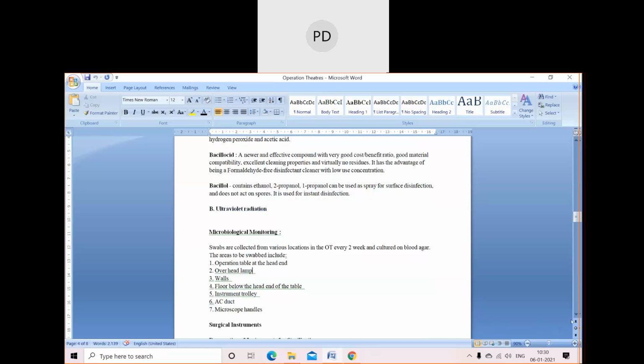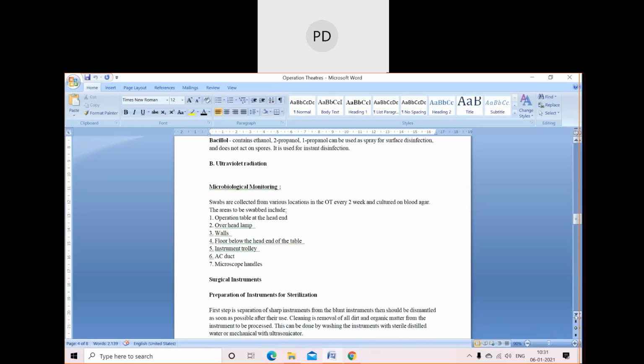And for microbiological monitoring, as we said, we use either plates or swabs to understand if there is any microbial growth in that particular area of the OT. Swabs are collected from various locations in the OT every 2 weeks and cultured on blood agar. What is blood agar? It is an enriched bacterial growth medium. If there is any microbial growth, we understand that the area is contaminated and has to be disinfected.